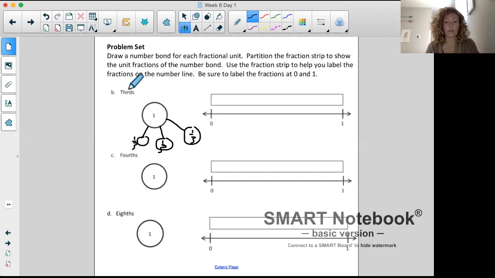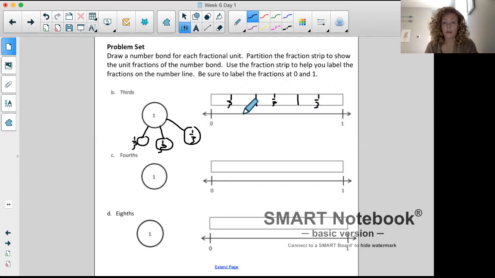All right, thirds, we split them into 3 parts. So in order to split or decompose this fraction strip into 3 parts, I need how many lines? 2 lines. So about here and here. 2 lines gives me 1, 2, 3 equal parts. I'm going to label each of these as 1/3, just like I did in the number bond. 1/3, 1/3, and 1/3.